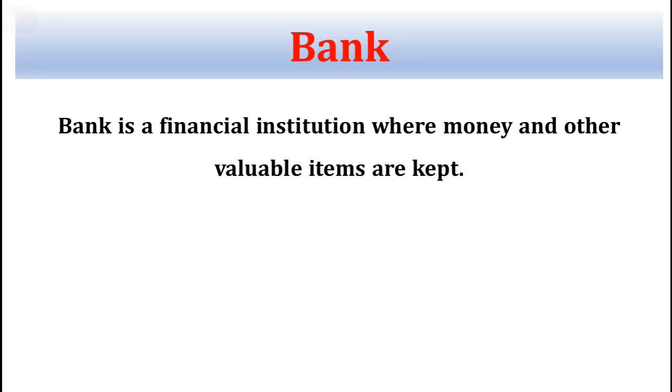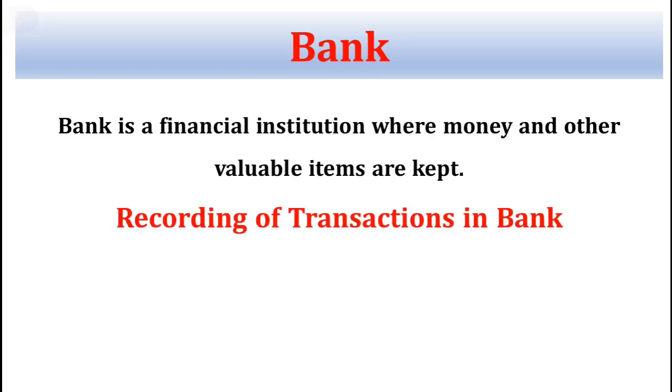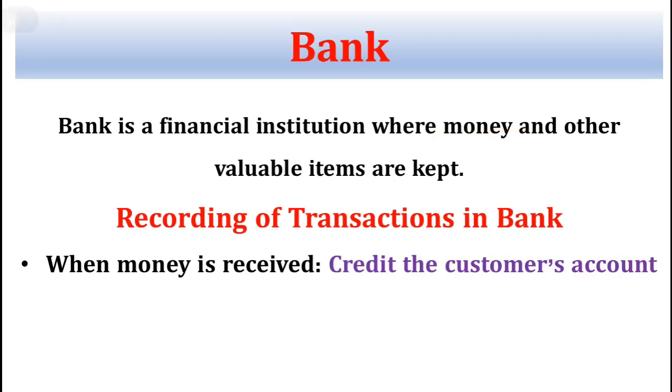So how does a bank record transactions? When money is received into the bank, it is going to credit the account of the customer. Remember when I was talking about 3-column cash book? In the cash book, when the business receives check, they will debit the cash book. When they issue out check, they will credit the cash book. But in the case of the bank, the reverse is the case.